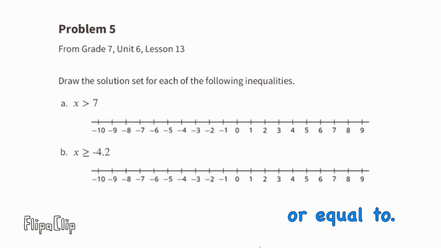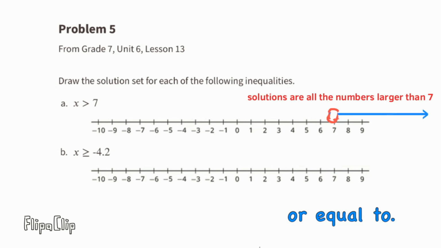Problem number 5 from 7th grade, Unit 6, Lesson 13. Draw the solution set for each of the following inequalities. A. x is greater than 7. First, I need to circle 7, and then I'm going to draw the arrow in the direction that the inequality is pointing. So this arrow is going to go to the right.